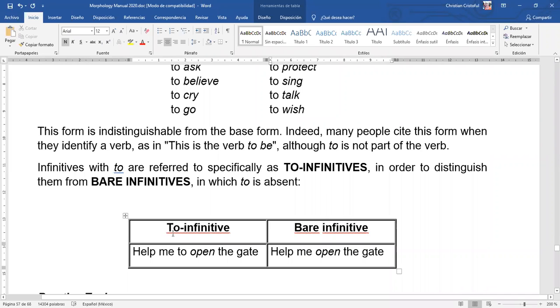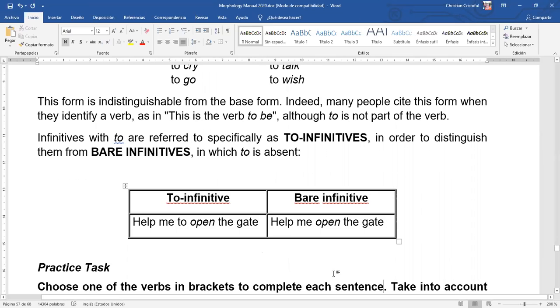Are they different, the to infinitive and the bare infinitive? Yes, they represent a change in meaning. For example, help me to open the gate is a request, while help me open the gate is more a command. Help me open the gate. Yeah, it's more like in an imperative sentence. So there are differences between to infinitive and bare form.